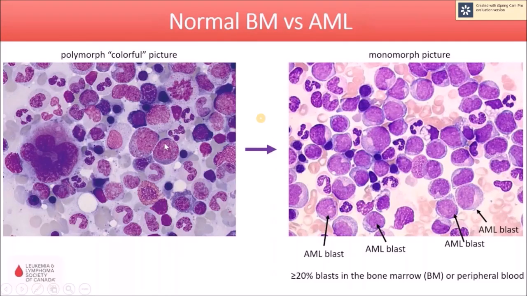If you see here the picture of normal bone marrow versus AML, you can see there are more blast cells. The criteria is more than 20% blast cells. This is how you make differentiation between it. And you will see there are fewer mature cells.